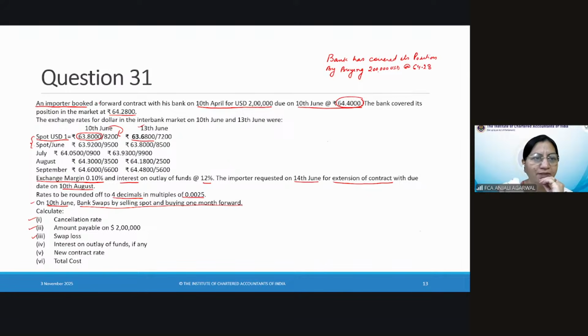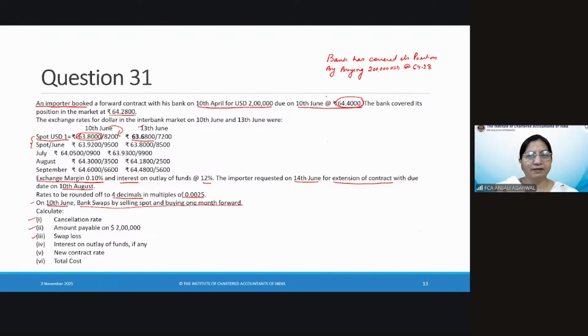Bank needed to sell it to the importer, right? So where will the bank get the dollars from? Bank bought it in the open market at 64.28. Now, the importer did not turn up on 10th June. So bank does not have that money to buy. Bank has already bought it and customer is not asking to take it. So the bank will have to sell it on 10th June in the open market. So bank will sell it at 63.80. Here the bank is not selling to the customer. Bank is selling as a customer in the interbank market.